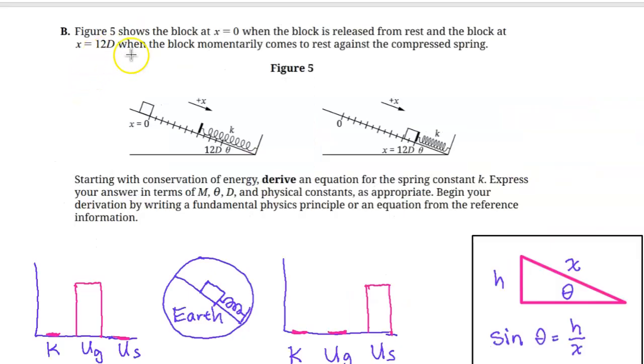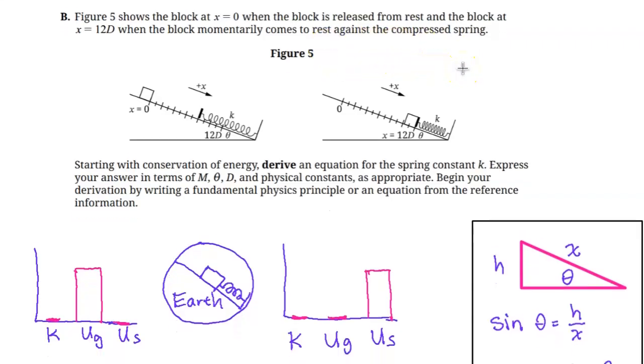Part B. Figure 5 shows the block at x equals 0 when the block is released from rest and the block at x equals 12d when the block momentarily comes to rest against the compressed spring.